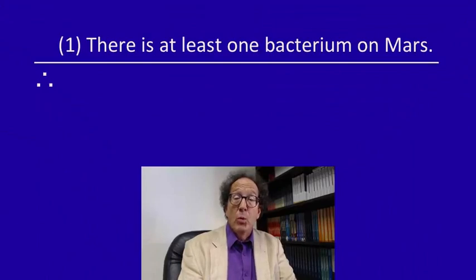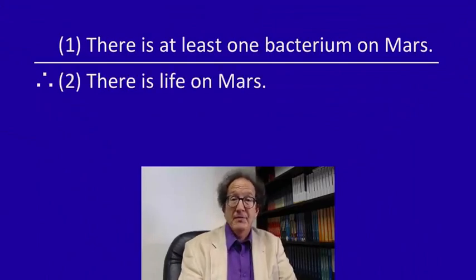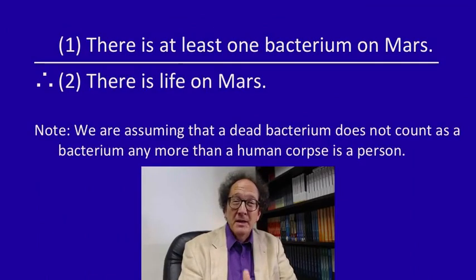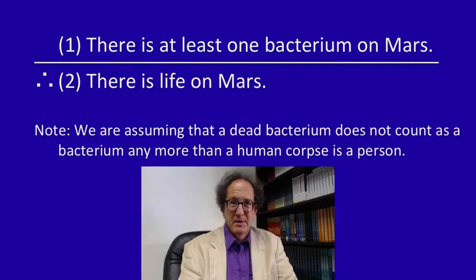Here, this argument will show you that there's life on Mars. There is at least one bacterium on Mars. Therefore, there is life on Mars. Now notice that if the premise is true, the conclusion has got to be true. And if you and your friend are justified in believing the premise, then you and your friend are also justified in believing the conclusion. So this argument looks pretty good so far.